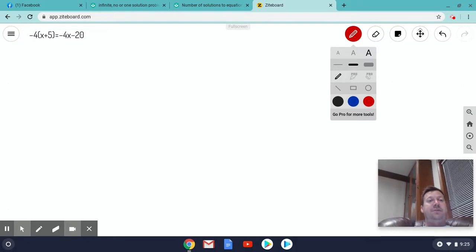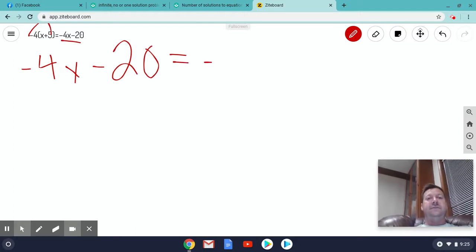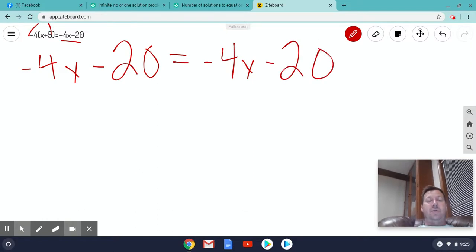If I distribute right here and I take negative 4 times x, I get negative 4x. If I take negative 4 times 5, I get negative 20, equals negative 4x minus 20. I want you to notice something. This side and this side are absolutely identical. Everything about them is identical.